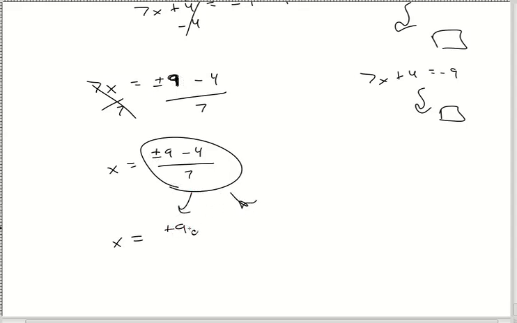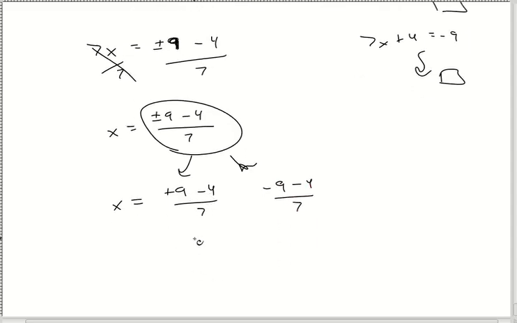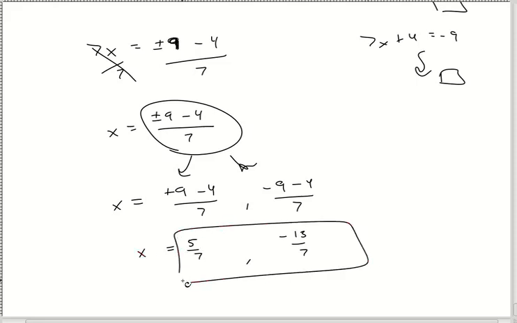I got a positive 9 minus 4 over 7. Then I got a negative 9 minus the 4 all over 7. So positive 9 minus 4 is a 5, so we got 5/7. On this side here, we got a negative 13 over 7. And, well, that's it. We're done. So there you go. Cool.